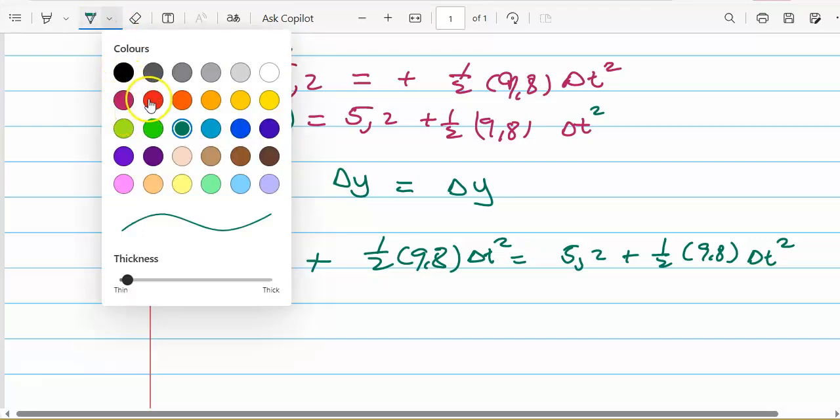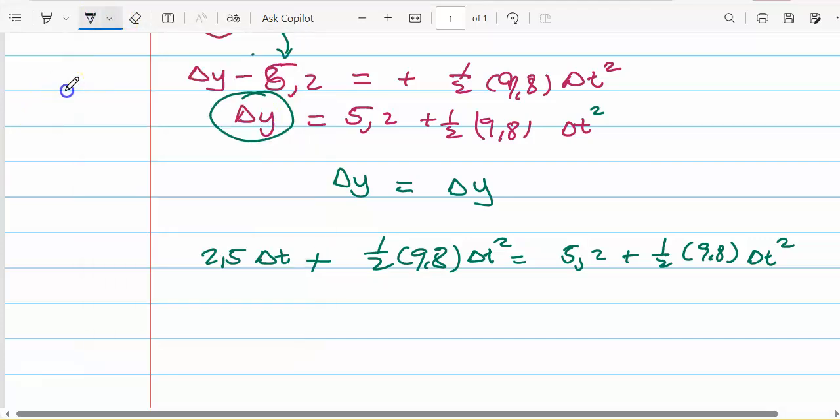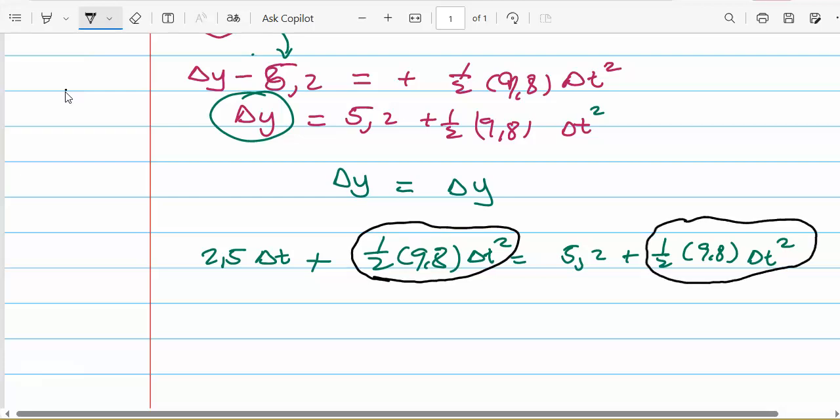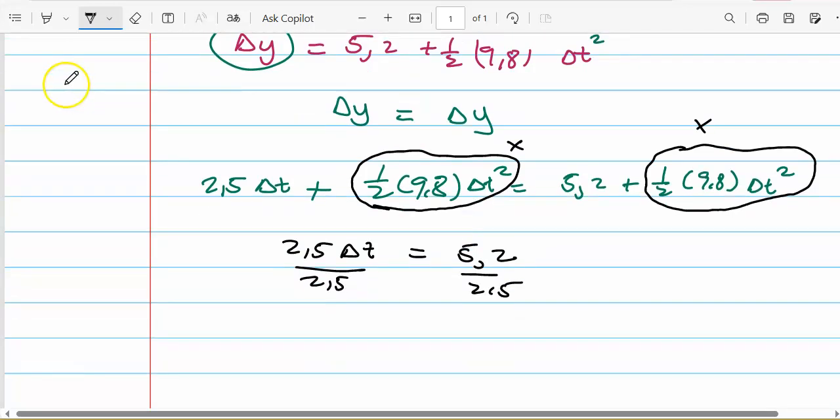So I'm just gonna give you this. Remember, I have this half of 9.8, and I also have one of 9.8. They are in different sides. The one is in left hand side, the other one in right hand side. So if we group them, they will cancel each other. One of them will be negative. So this tells me that I will be left with 2.5 delta t equal to 5.2. So now I can just divide by 2.5 by 2.5. Therefore, I'll have my time and know what delta t equals to.